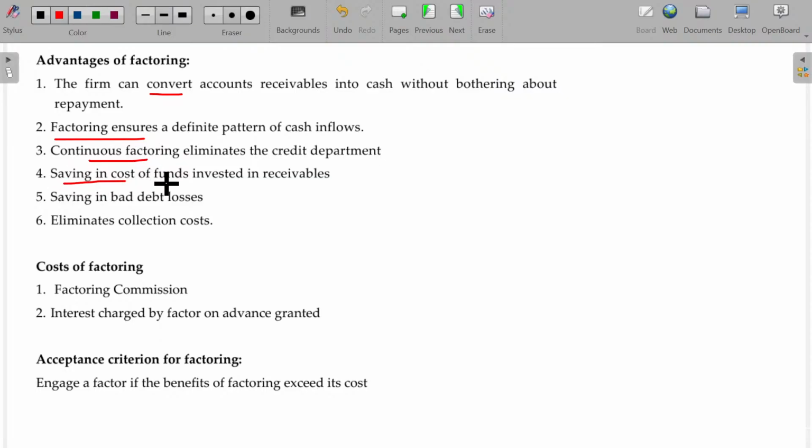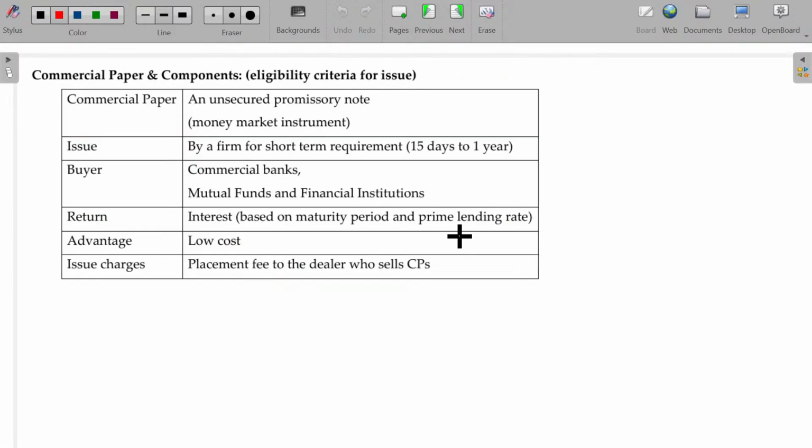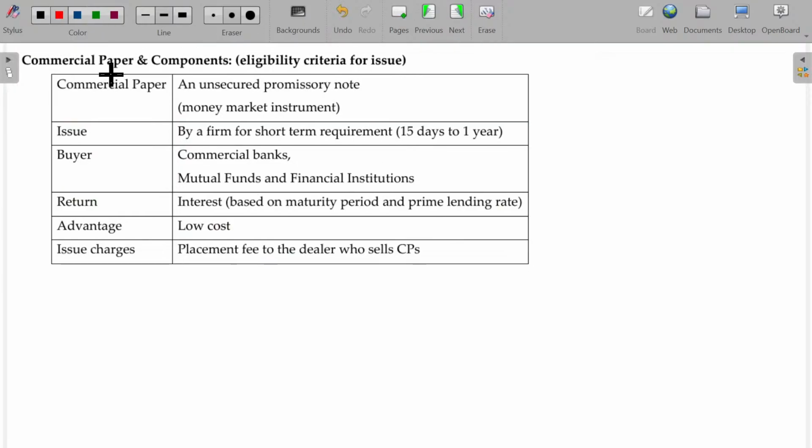Savings in cost of funds invested. If I want to give credit sales, we need to source the funds, for which interest is there. We need not worry about that. Savings in bad debt and eliminates collection costs. These are the savings we have, and these are the costs we have to bear. So you have to compare these two and decide whether factoring is good or not. Clear? So the next one is all about commercial paper.